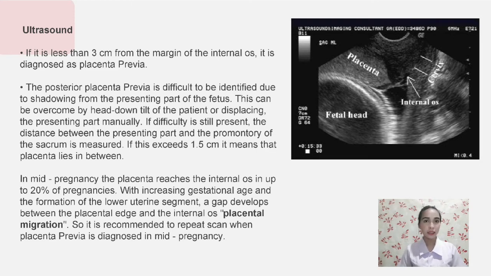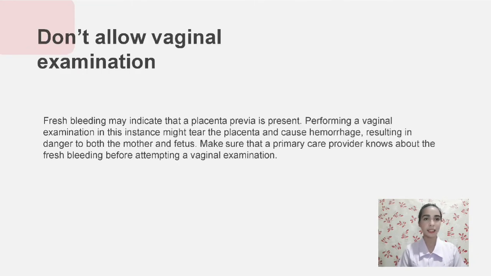In mid-pregnancy, the placenta reaches the internal os in up to 20% of pregnancies. With increasing gestational age and the formation of the lower uterine segment, a gap develops between the placental edge and the internal os, a term called placental migration. So I'm going to talk about placental migration as we go along through our discussion. So it is recommended to repeat the scan when placenta previa is diagnosed in mid-pregnancy.